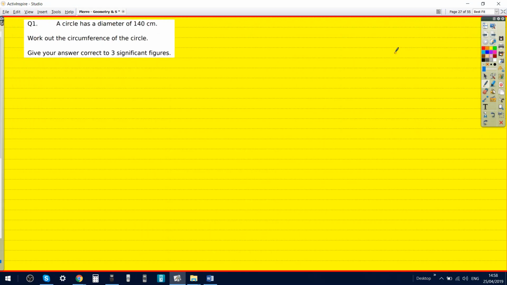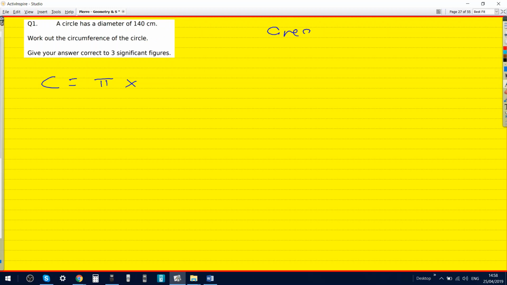Okay. How about this one? A circle has diameter 140. Work out the circumference of the circle. So it's pi times radius. The diameter is twice the radius. And how do you find circumference? Pi times radius squared? That's area. So it's just pi times diameter. Yep.